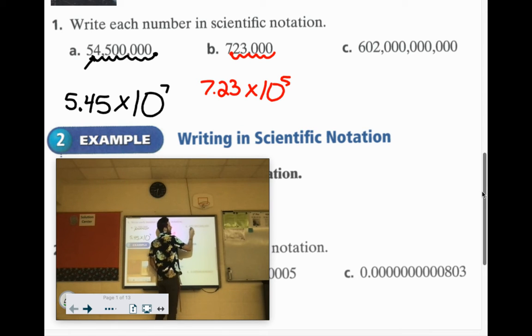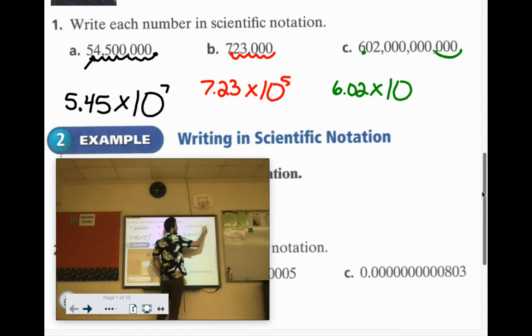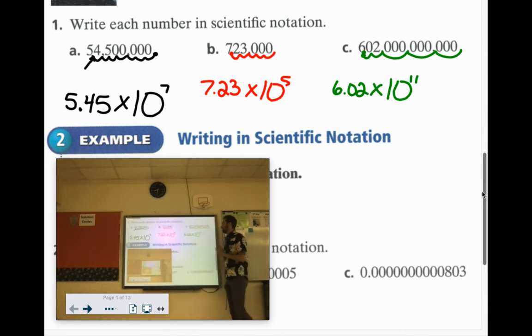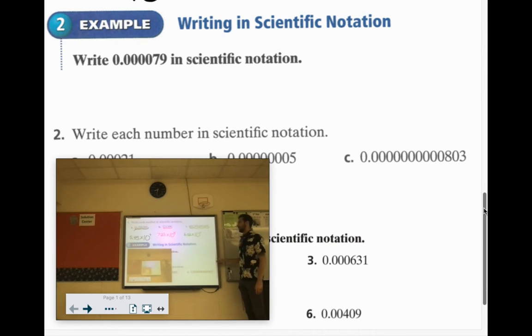And this one would have to be 6.02 times 10 to the 1, 2, 3, 4, 5, 6, 7, 8, 9, 10, 11. 10 to the 11th. So very large numbers have positive exponents on that 10.